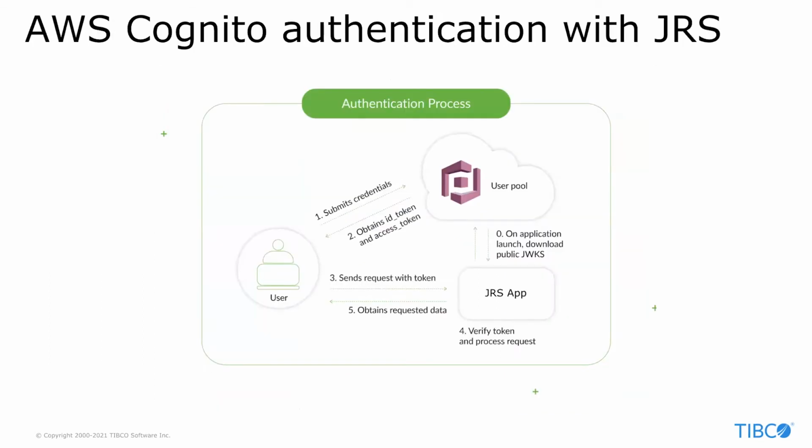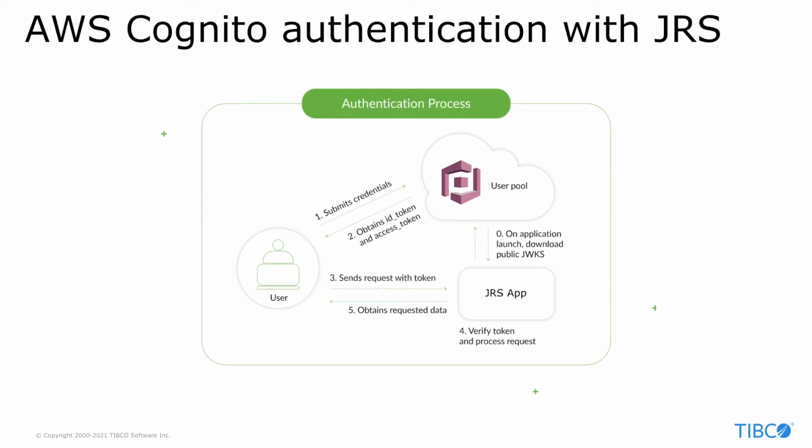Next slide. A little bit about how AWS Cognito and JRS authenticate with each other. For steps 1 and 2 here, it's submitting the credentials and obtaining an ID and access token. That will refer to the previous slide for the flow, which is the authorization code grant flow.